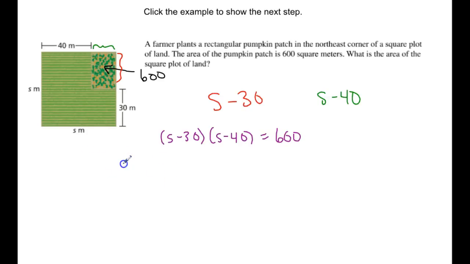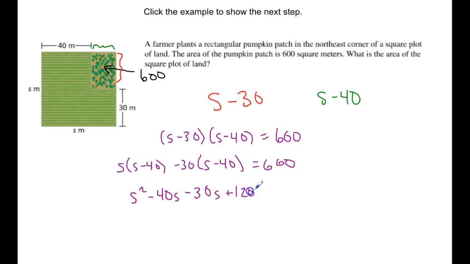So let's go ahead and multiply this out. So I've got s times s minus 40 minus 30 times s minus 40 equals 600. Now I have to do this because I don't have a 0 on this side, right? If I had a 0 over here, I could use my zero product property to solve, but I don't yet, so I have to do this step first. So let's multiply it out. So I've got s squared minus 40s minus 30s plus 1200 equals 600.